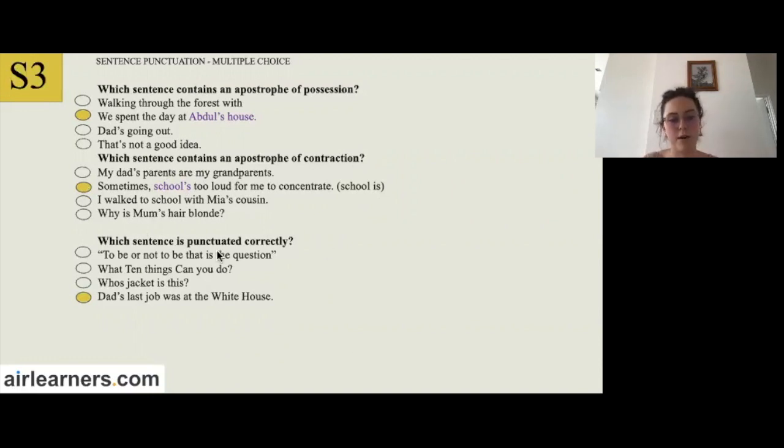Which sentence is punctuated correctly? We'll flip back to the non-answered slide for this. To be or not to be, that is the question. There's no full stop there. And I think there should also be a comma in there as well. What 10 things can you do? Now, we all know that there shouldn't be capital letters in the middle of a sentence or a question, unless it's a proper noun or a specific word that needs a capital letter. So it's not that one. Whose jacket is this? Again, we need an apostrophe here.